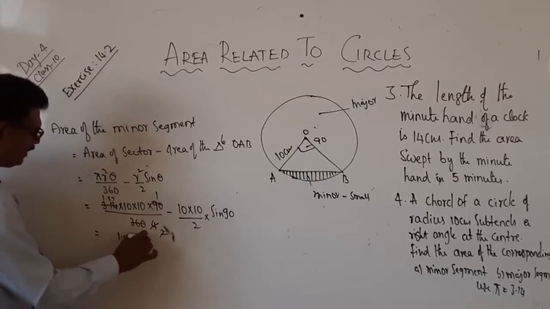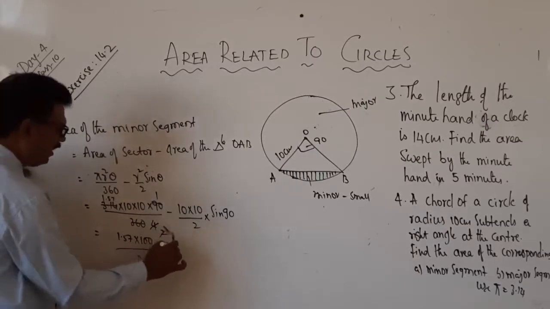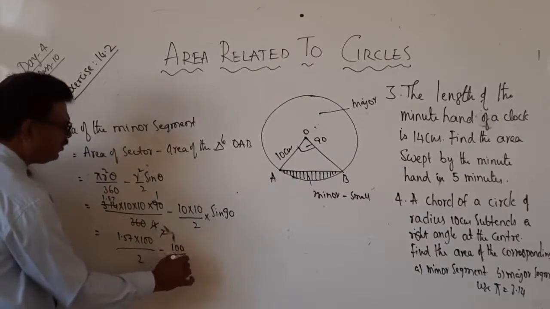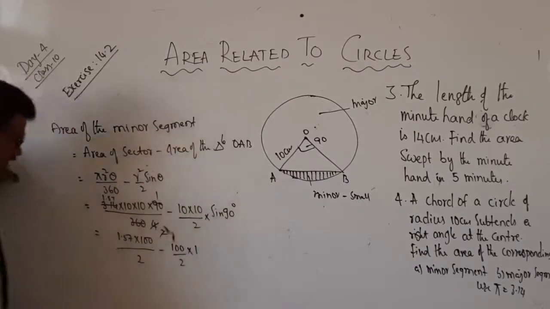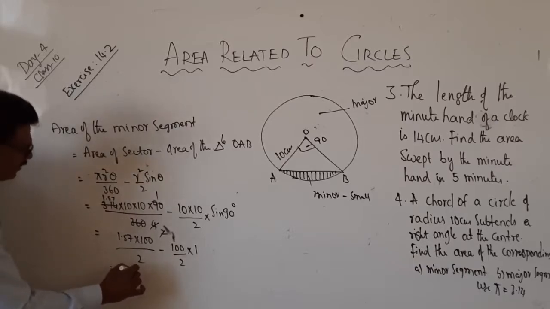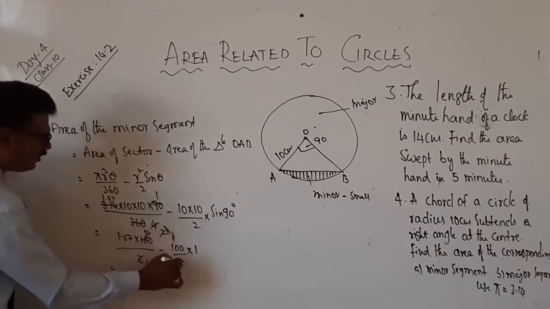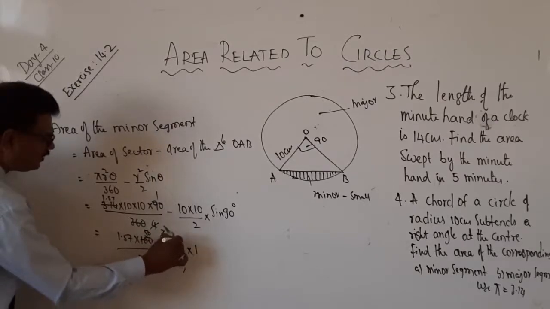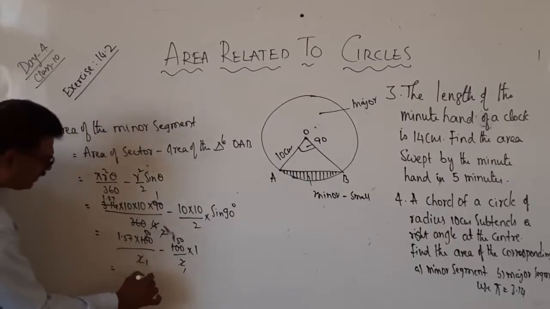1.57 into 100 divided by 2 minus 100 by 2 into sine 90 is 1. Okay? Therefore it is nothing but 100 or 50. If you take 2 ones, 2 50s, 2 ones, 2 50s. So how much it will be? 5 7s are 35.